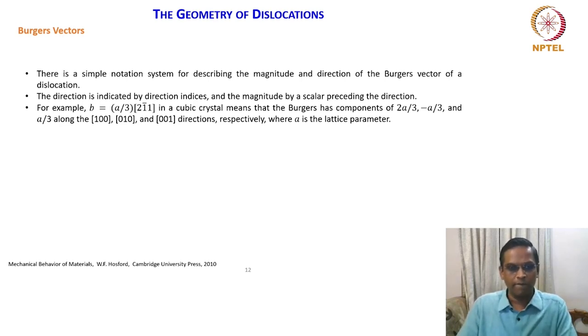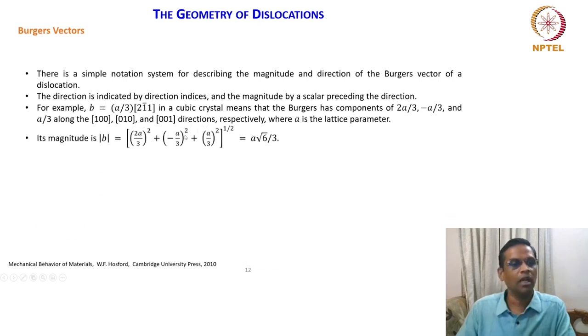A is the lattice parameter, and you know how to mark a direction in a crystal. Planes and Miller indices, we would have seen it, right? So it is the same thing. The direction and the magnitude are given. So all the Burgers vectors will have this kind of notation: how much magnitude in terms of the lattice parameter, and what is the direction. Its magnitude is mod b, which you can get by squaring the direction components and taking the square root. In this case, it is a times square root of 6 by 3.